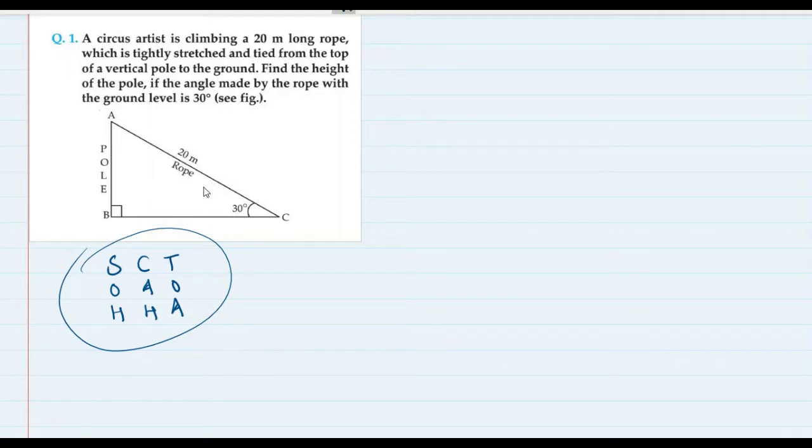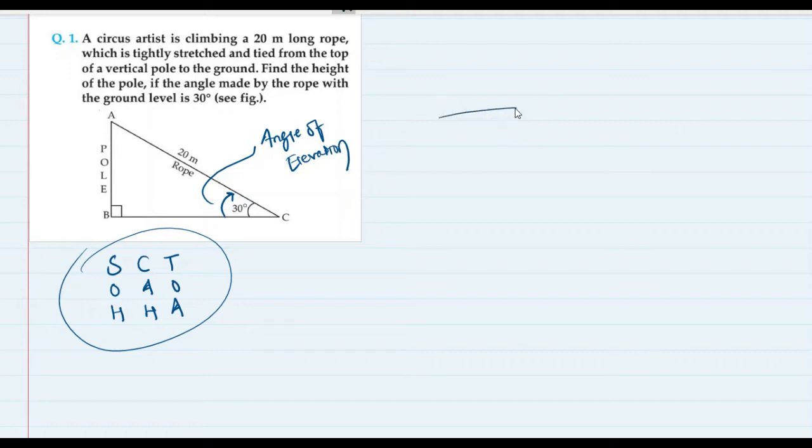Find the height of the pole if the angle made by the rope with the ground level is 30 degrees. So this rope is making an angle of 30 degrees with the ground. This angle is known as the angle of elevation. So what is the angle of elevation?